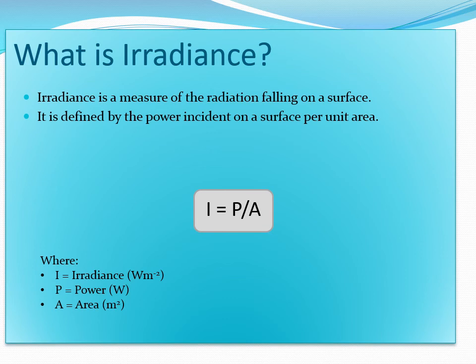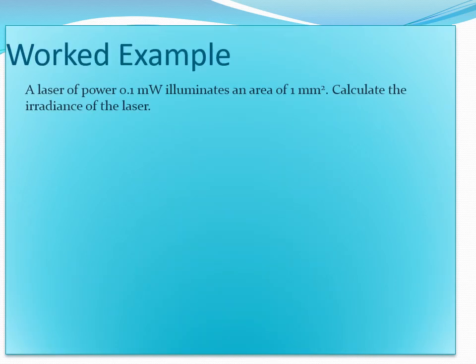Okay, so you have irradiance measured in watts per meter squared is equal to power in watts divided by area in meters squared. Has to be meters squared, watch out for that. So just a wee worked example, a laser of power 0.1 milliwatts illuminates an area of 1 millimeter squared. Calculate the irradiance of the area of the laser.